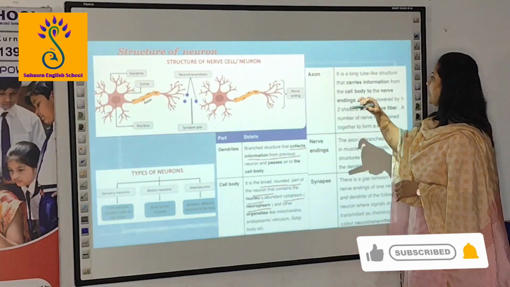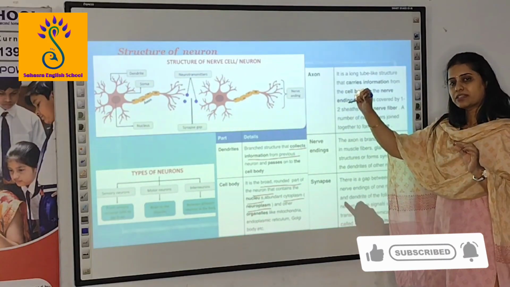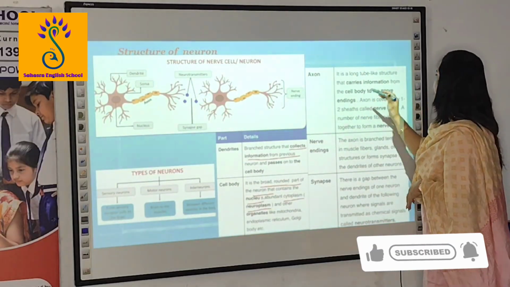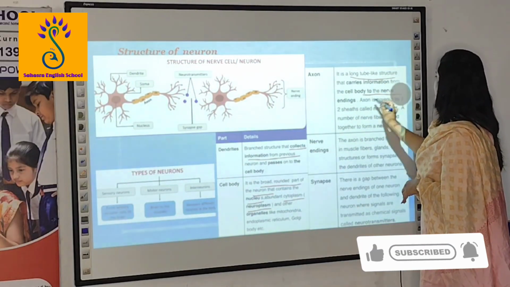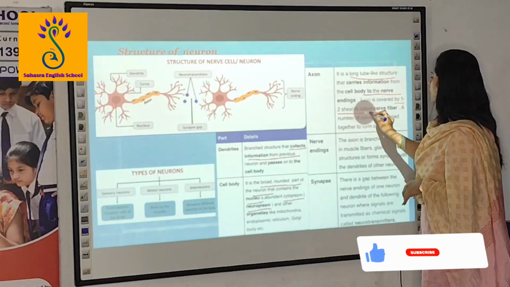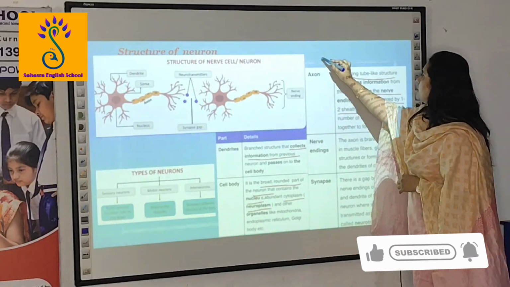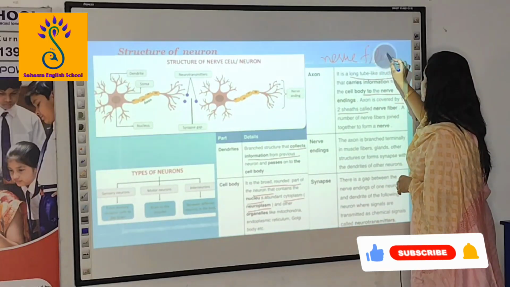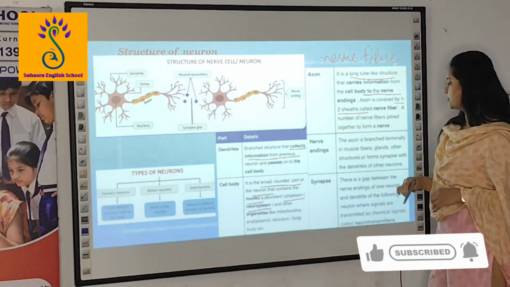Coming to the axon, this is the long tube-like structure where the information is carried to the next neuron. It is covered by one or two sheaths, and that forms a nerve fiber. When all these nerve fibers are connected, it is called a nerve.